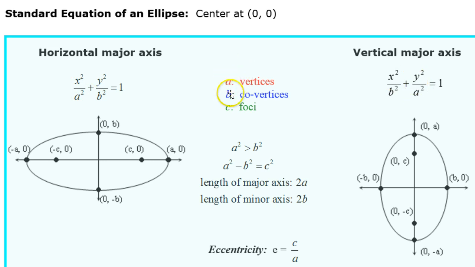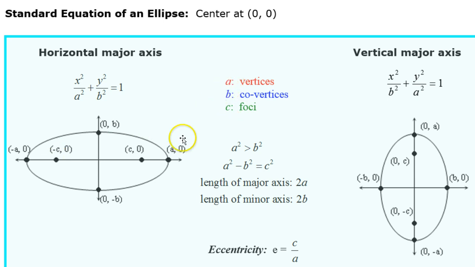Now notice the vertices, co-vertices, and foci and what they represent. When you have an ellipse, you have the long way across and you have the short way across. If you go the long way across, those ends are called the vertices. The vertices are always the long way. When you go the short way across, the sides, those are the co-vertices. Now these points that are inside the ellipse going the long way are called the foci.